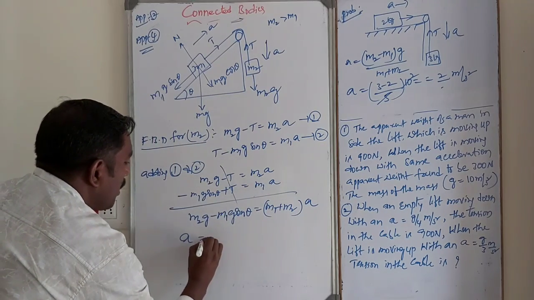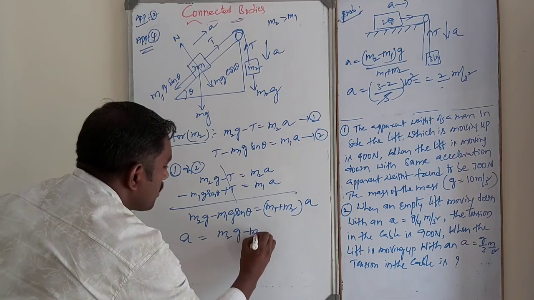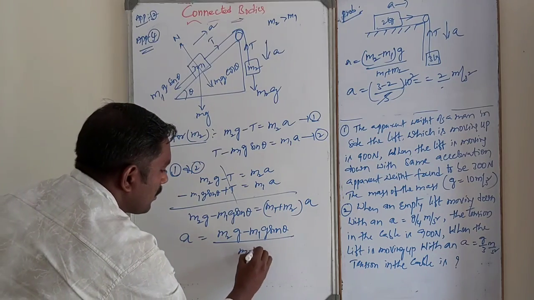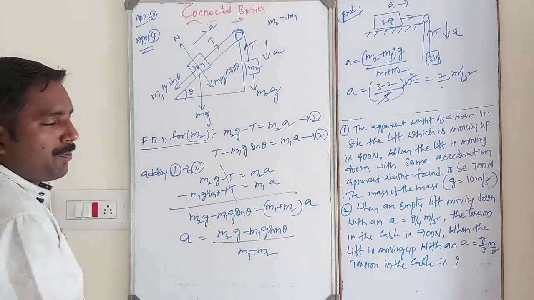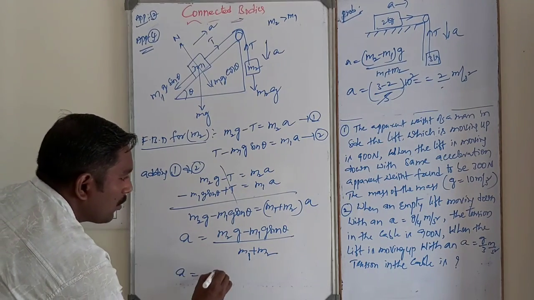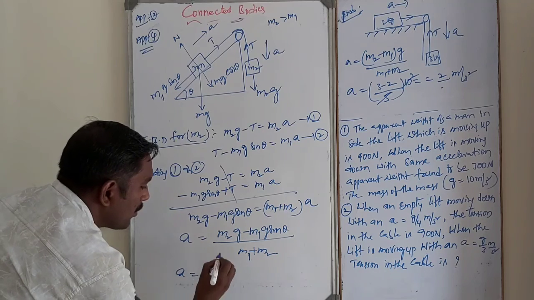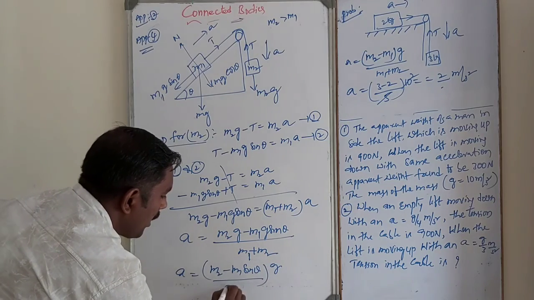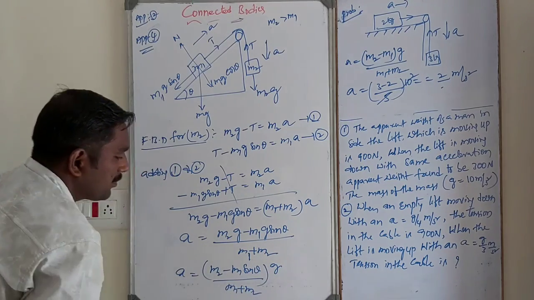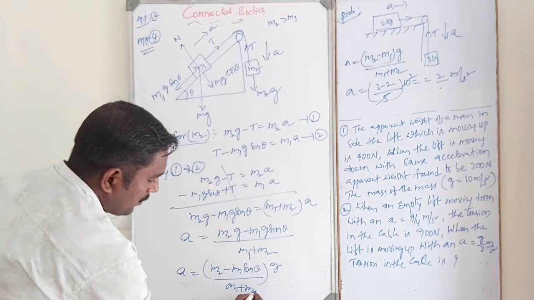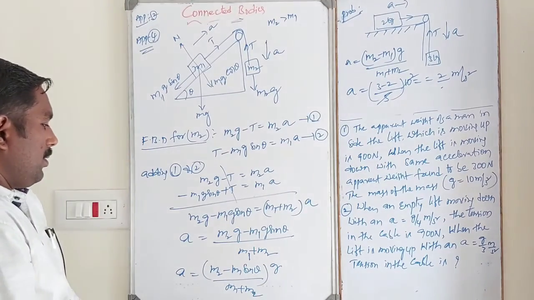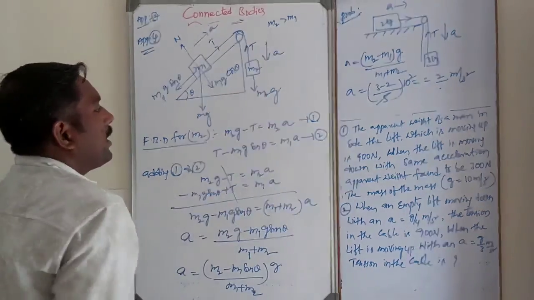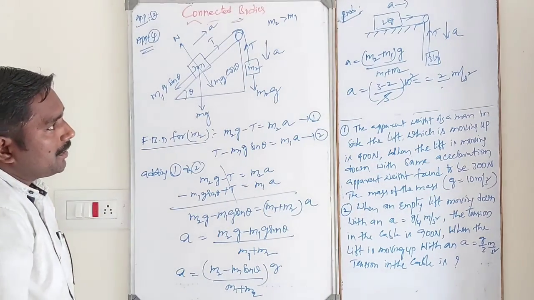So what is the value of a? a is equal to m2g minus m1g sin theta by m1 plus m2. g will be common, so a is equal to (m2 minus m1 sin theta) into g divided by m1 plus m2. This is the acceleration of the system. Substituting the acceleration value in equation 1 or 2, we will get the tension also.